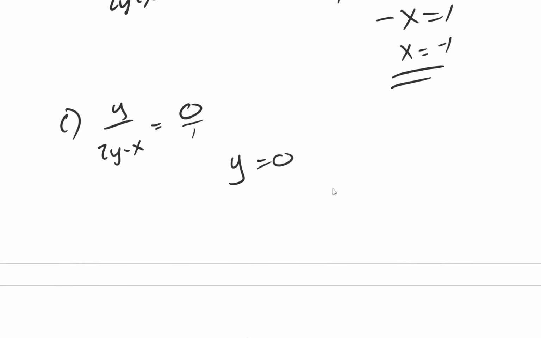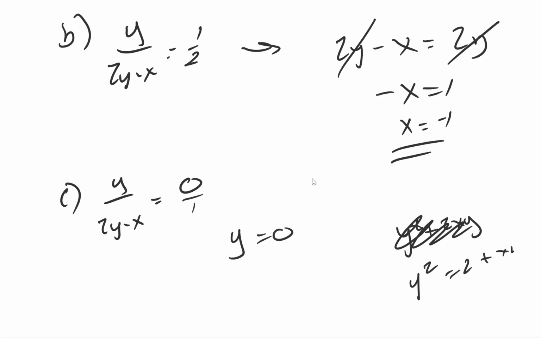Oh, y squared equals... I wrote down the wrong equation. y squared equals 2 plus xy. If I plug that in, does it hold? I get 0 equals 2 plus 0. So no, something's wrong. This does not happen. Not possible.